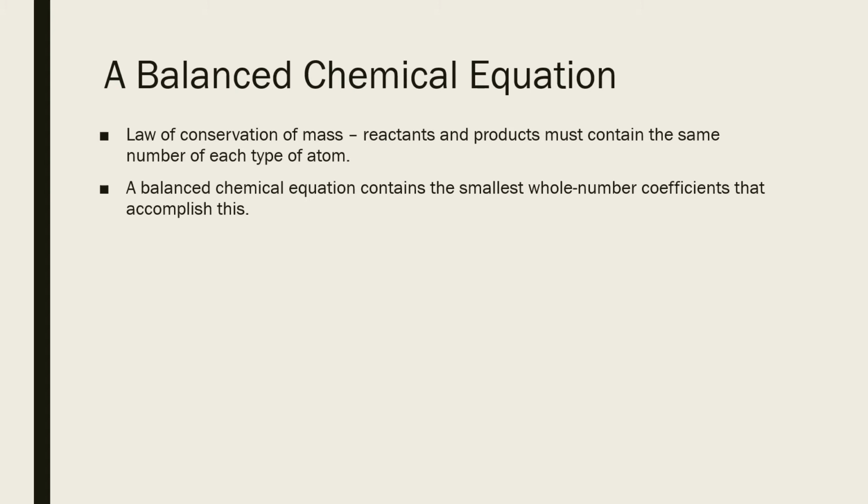According to the law of conservation of mass, the total number of each atom type on the reactant side of a chemical equation must be equal to the total number of that atom type on the product side of the equation. A chemical equation that displays the lowest whole number ratio of coefficients, such that there is an equal number of each type of atom on both sides, is known as a balanced chemical equation.